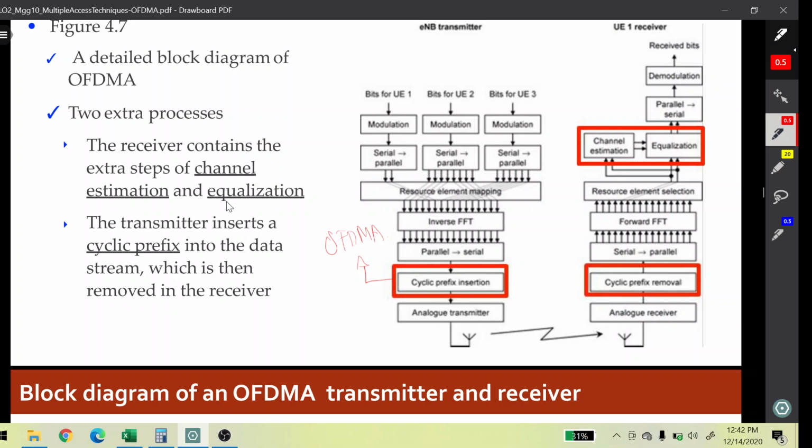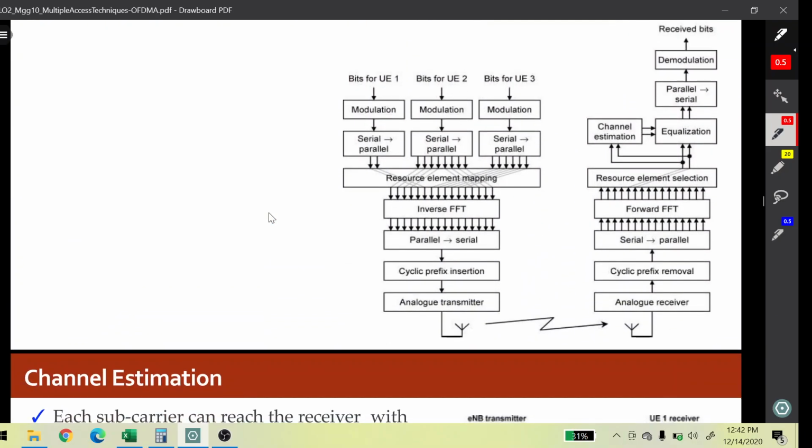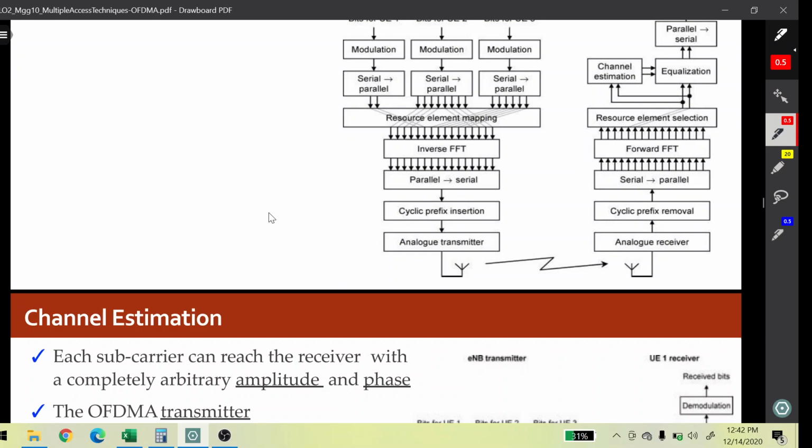The other extra process for OFDMA is utilizing channel estimation and equalization. The transmitter inserts a cyclic prefix into the data stream, which is then removed in the receiver. So the process is also the same. It adds the cyclic prefix or the guard interval over here before the symbol is transmitted. This is the guard period or guard interval, the same. Then it removes the guard interval in the cyclic prefix removal on the receiver side.